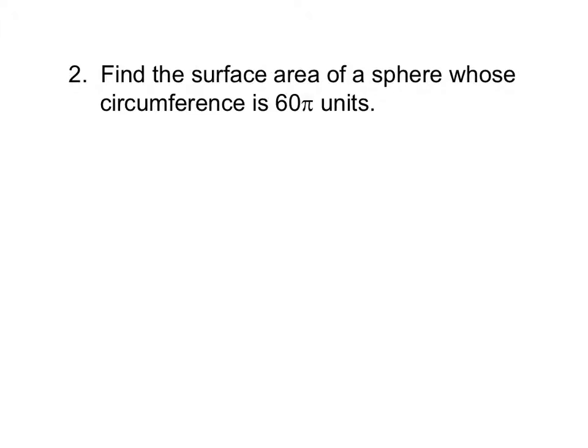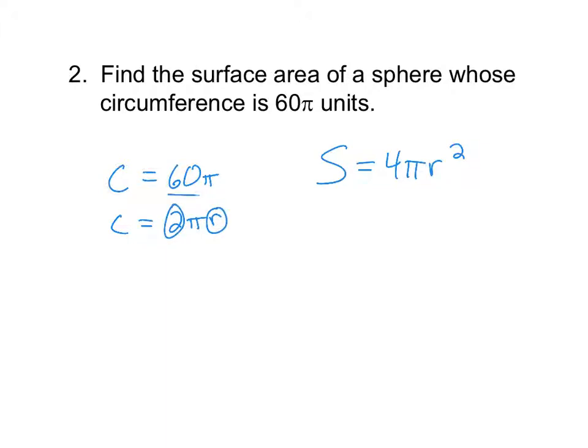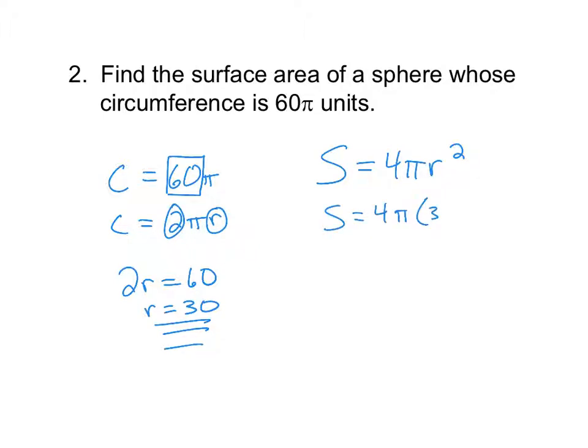Next one is find the surface area of a sphere whose circumference is 60 pi units. Now we know that for the surface area, I need 4 pi r squared, but I don't have r. Instead, I'm told that the circumference is 60 pi units. Well, remember that circumference is 2 pi r, which means 2 times r must equal 60. So 2r has to equal 60, so r must be 30. So now I come over here and I need 4 times pi times 30 squared, which is 900. So I've got 4 times pi times 900. So my final answer is S equals 3600 pi units squared.